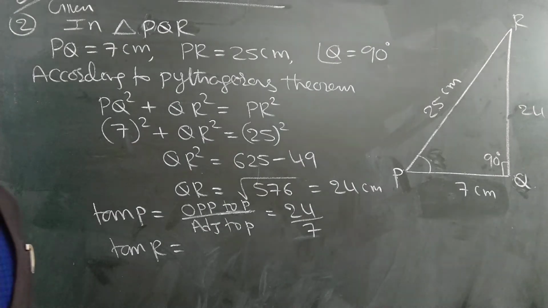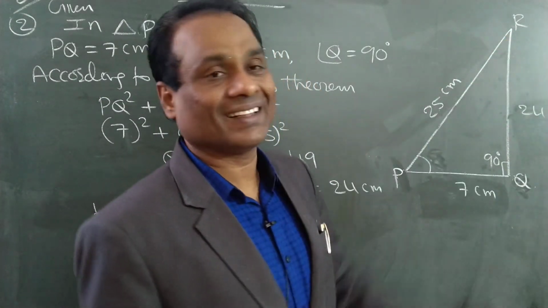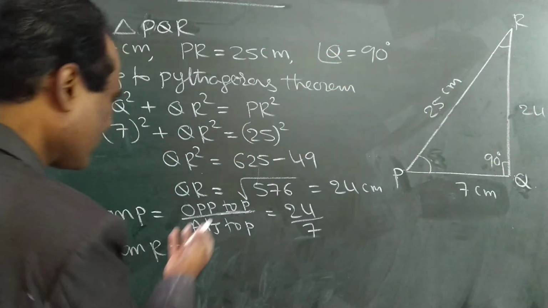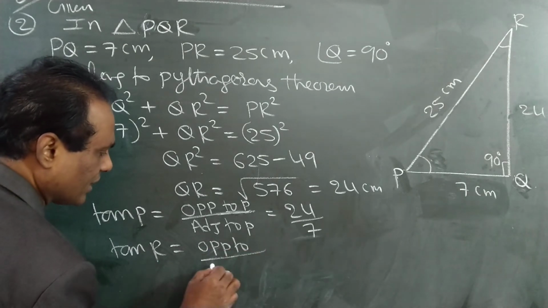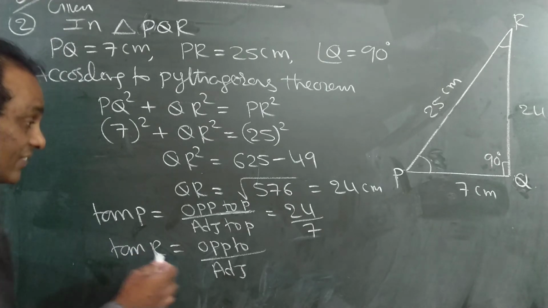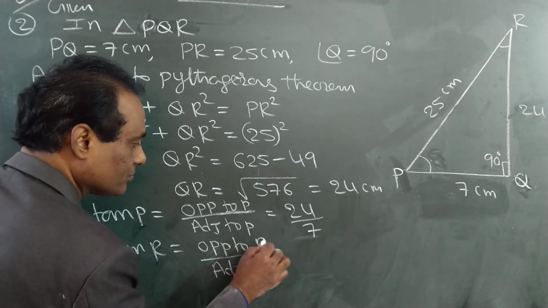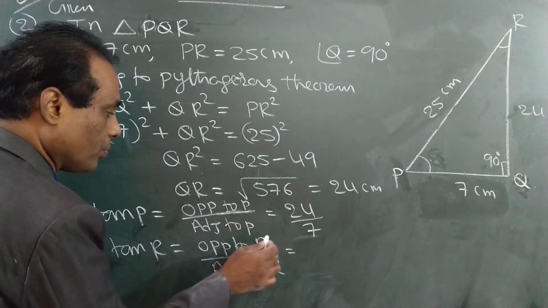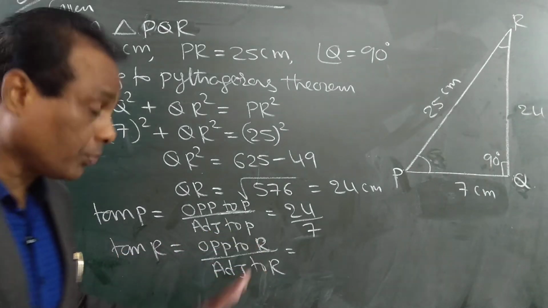Tan R. R is this angle. What is the tan definition? The tan definition is the same: opposite by adjacent. But here the angle is not P, the angle is R. So opposite to R by adjacent to R.